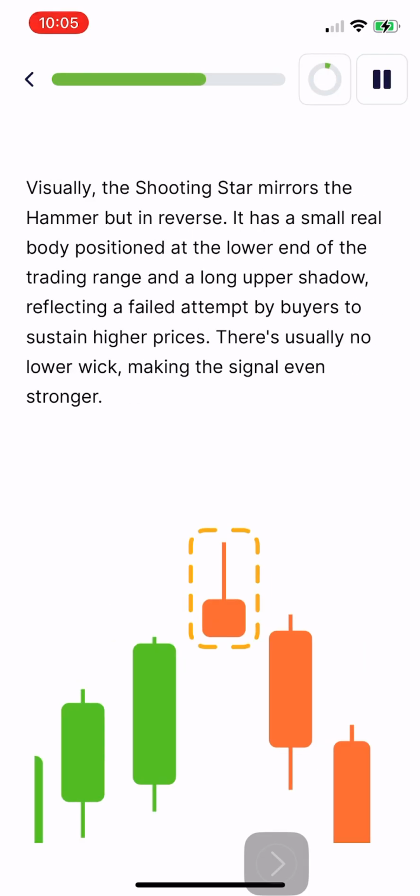Visually, the shooting star mirrors the hammer, but in reverse. It has a small real body positioned at the lower end of the trading range and a long upper shadow, reflecting a failed attempt by buyers to sustain higher prices. There's usually no lower wick, making the signal even stronger.